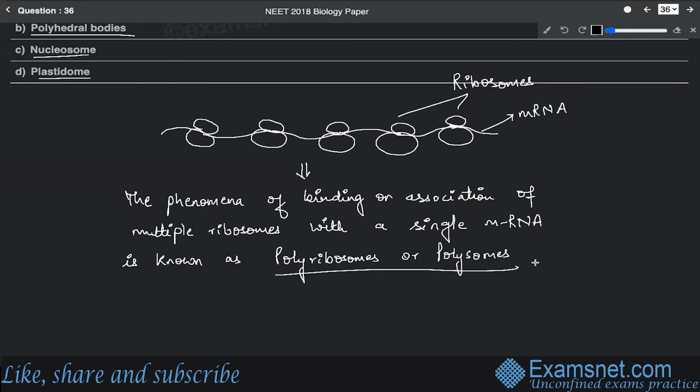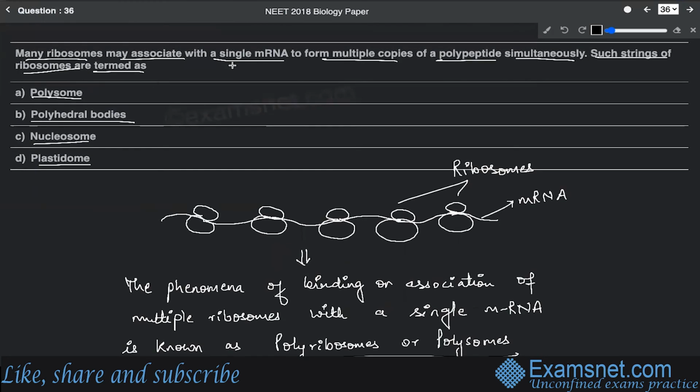Polyribosomes or polysomes make the process of translation very fast, since in a single mRNA, multiple ribosomes are bound. So this will increase the rate of translation. This is going to increase the rate of the translational process. So that's why we can say the correct answer is polysome.